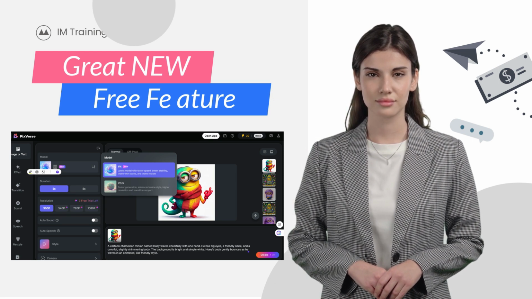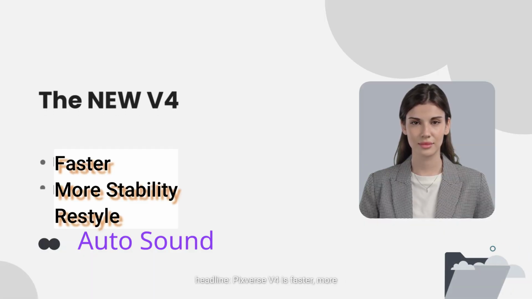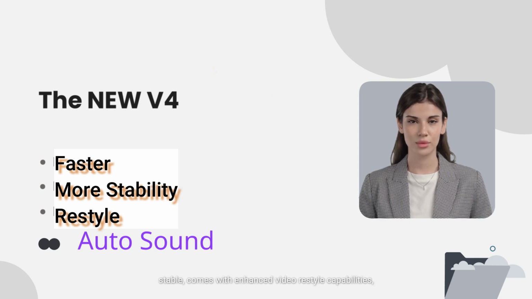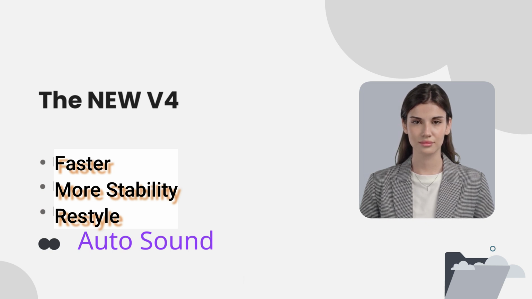Let's dive in. Before we get into the details, here's the headline. Pixverse V4 is faster, more stable, comes with enhanced video restyle capabilities, and introduces text-prompted auto sound generation. Best of all, this is a free upgrade.